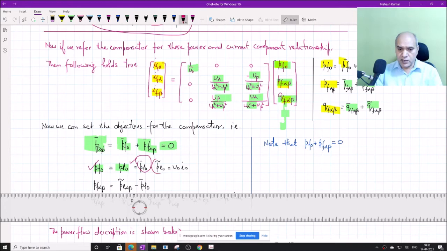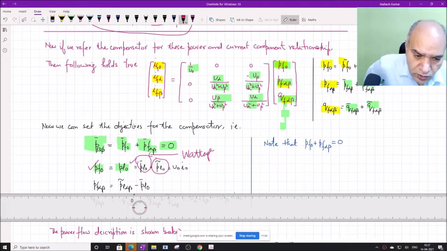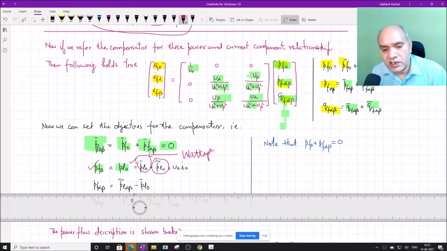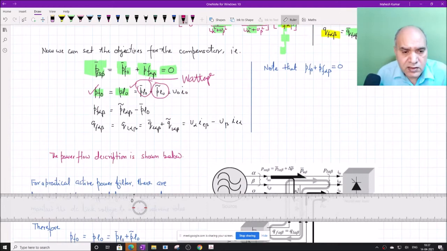This component involves the vortex, because the average component has a vortex actually, and that should not be there as such, because vortex will manipulate or change the behavior of the active power flow, and it should be equal to zero actually. Capacitor cannot supply real power without any active support. But anyway, we set the objective that all negative zero sequence power of the load must be supplied from the compensator.